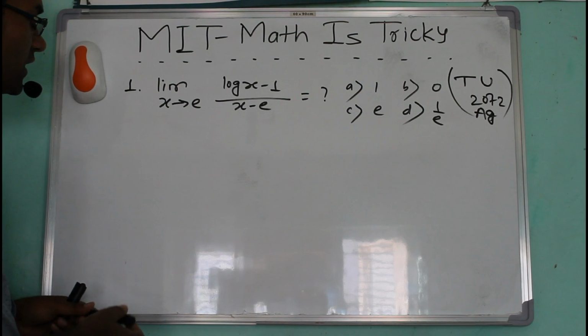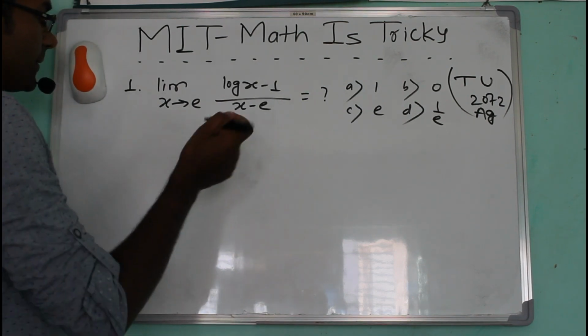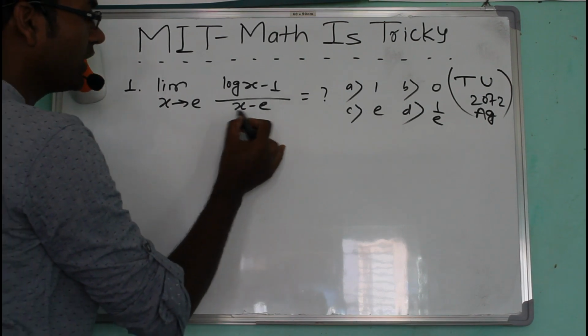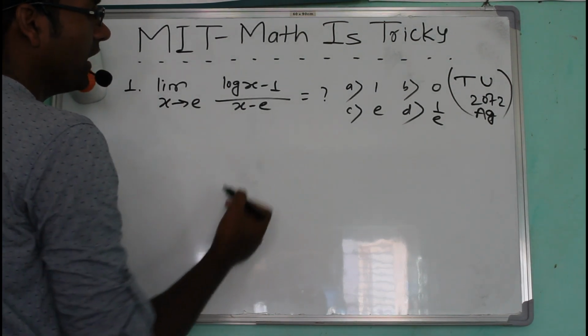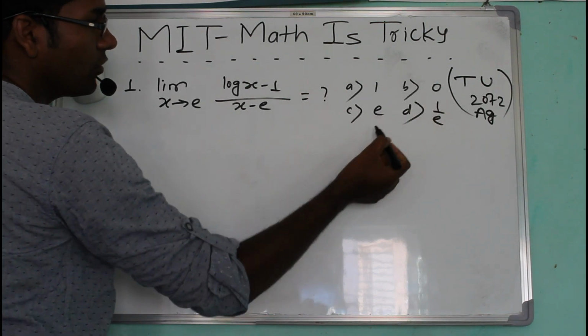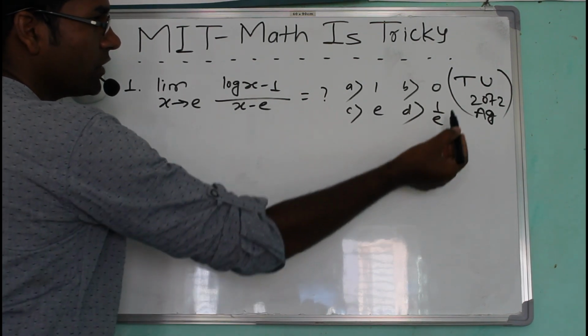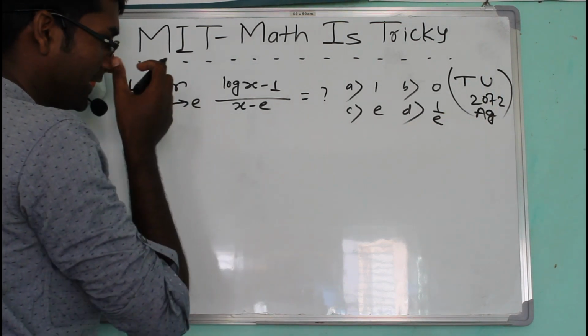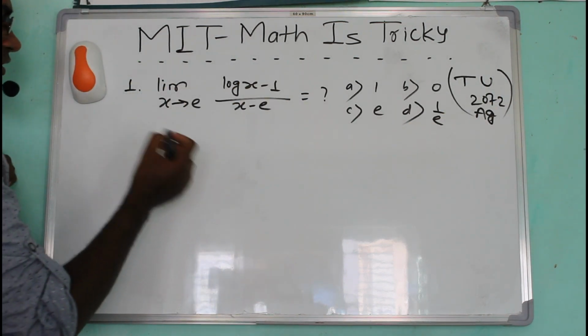The first question is: limit x tends to e of (log x minus 1) divided by (x minus e), and we have to find the value of this. Options are 1, 0, e, 1 by e. This question was asked in 2072 in the Agriculture TU exam. What will be the solution?